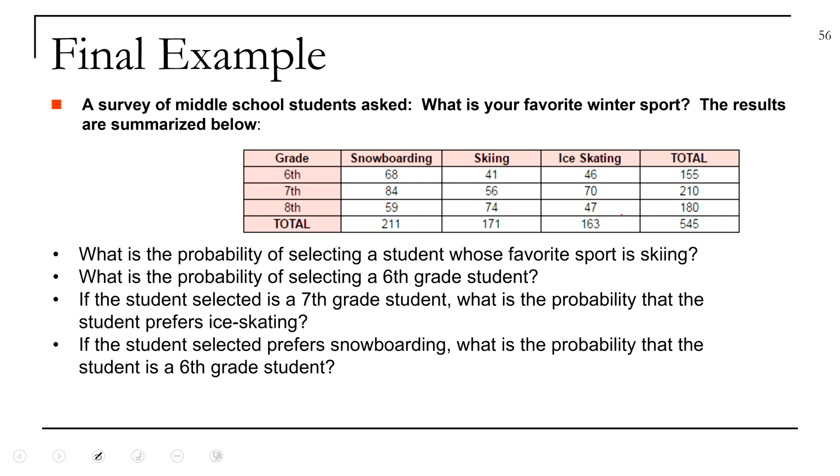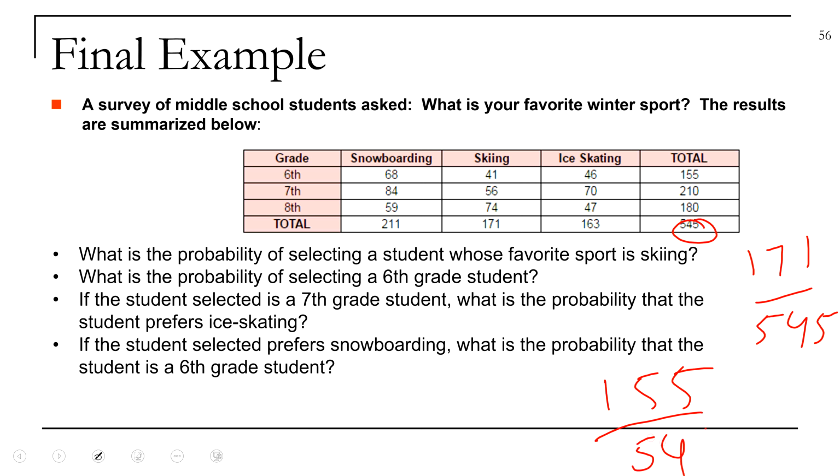If you want some practice with this, and we'll post the solutions, here's a table of counts. We have 545 total in the table. It's going to be an important number here. What's the probability of selecting a student whose favorite sport is skiing? Well, that would simply be 171 out of 545. What's the probability of selecting a 6th grade student? That's 155 out of 545.